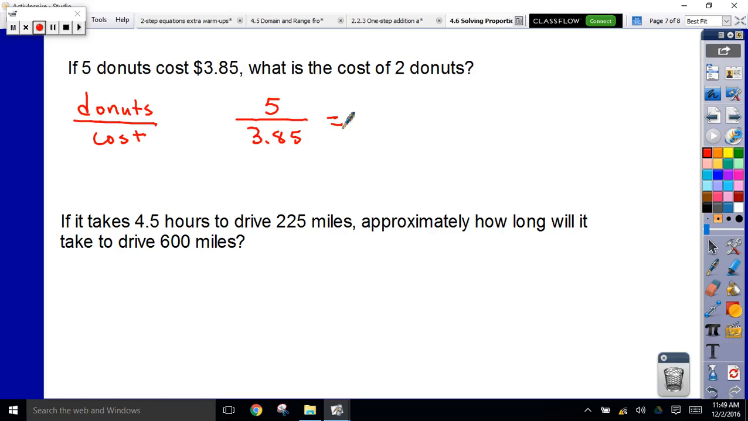Okay? Now what goes on the other side? 2 over x. So it's asking us what is the cost of 2 donuts. So we have 2 donuts. We don't know what they cost, so we put x. We could put c for cost. That would work here. Okay, when you did the proportion, what did you get as an answer?